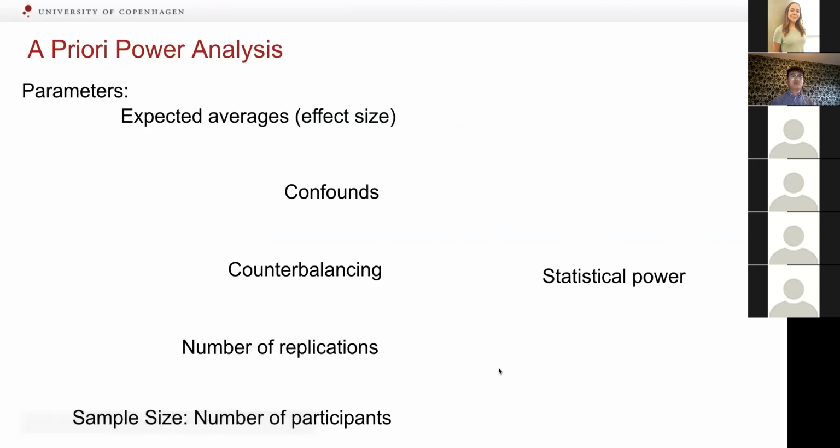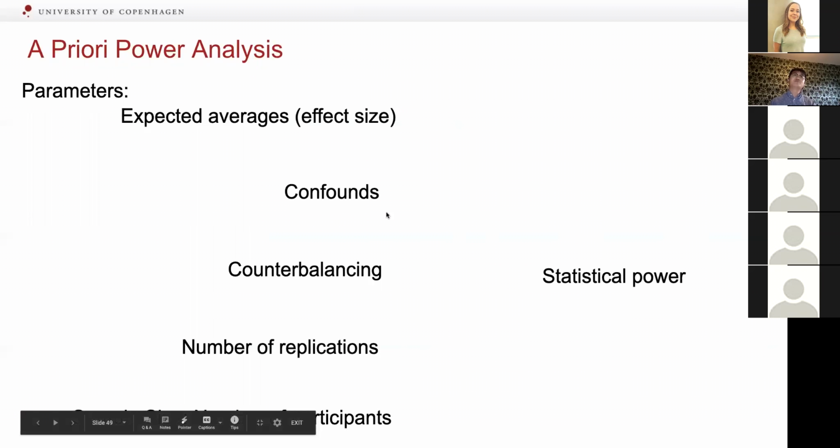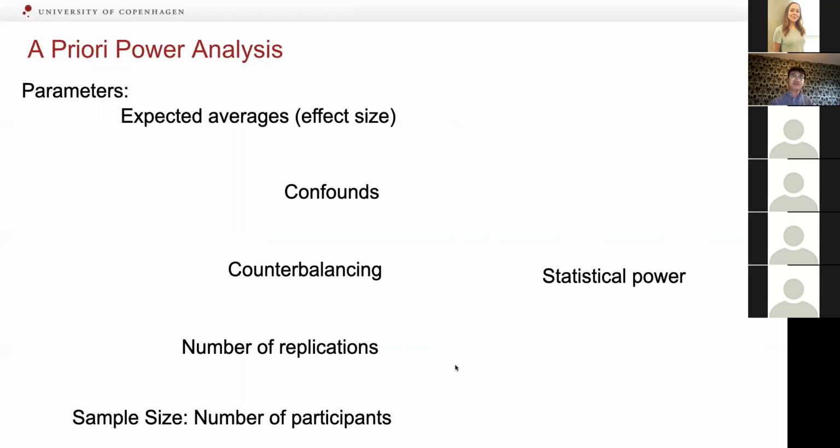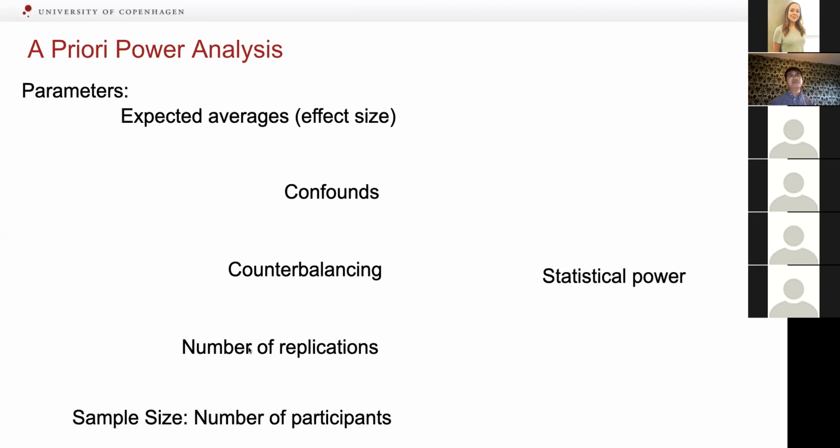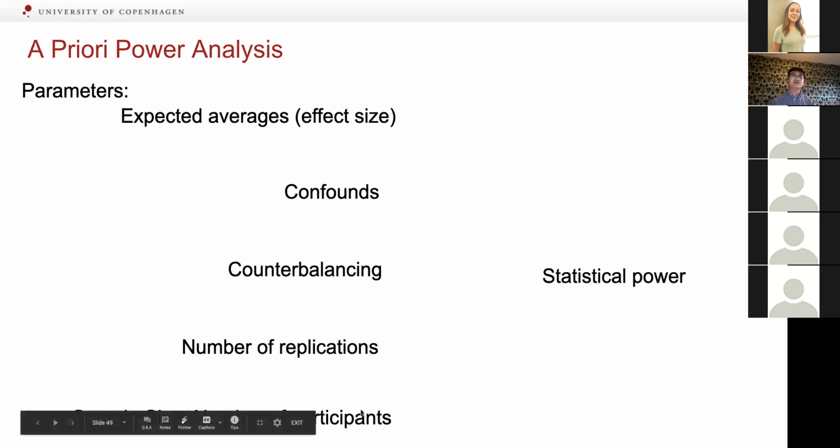To plan an experiment, we need to consider the following parameters. Determining sample size is a major challenge when involving human participants. An underestimated sample size can lead to missing effect, which is type 2 error. A priori power analysis can determine the sample size for the experiment based on parameter estimations. And these estimations can be the expected averages, potential confounds, counterbalancing strategies, number of replications, and number of participants.